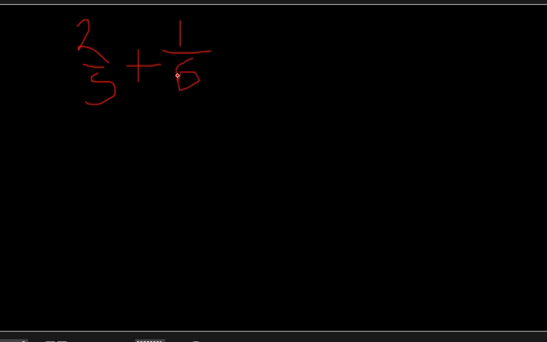How do you calculate this fraction? First things first, when you are adding fractions, you look for what is known as a common denominator. A common denominator. What does it mean? Which ones are denominators? Denominators are numbers that are at the bottom of a fraction. Here, the denominator is 5, and here, the denominator is 6.